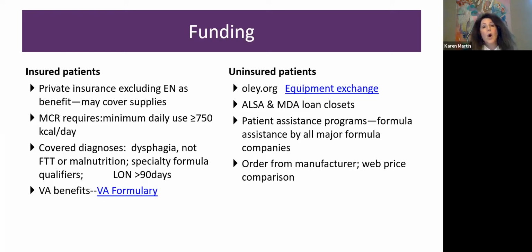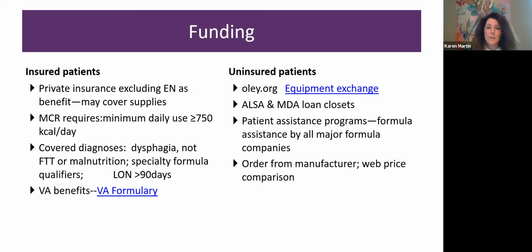And then they only cover for various diagnoses that are related to the GI tract. Dysphagia, swallowing difficulty, is a qualified diagnosis, but not failure to thrive, or if you've lost weight from your increased work of breathing. All of those things don't count. It has to be something specifically that impacts getting food from the mouth to the small intestine. So those are some of the things that we look at in getting you your formula for home.